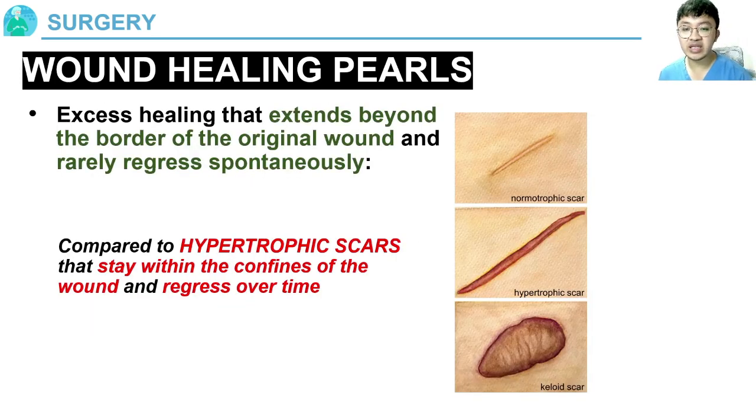Also important for wound healing is the difference between your keloid and hypertrophic scar. Just remember, if you have an injury, you have a wound bed there, the wound granulates, epithelializes, and extends beyond the border of the original wound and does not regress. That's your keloid. Compared to your hypertrophic scar, which stays within the confines of the wound and regresses over time. Again, if it extends outside, that's keloid. If it stays within the wound, it's a hypertrophic scar. Keloids do not spontaneously regress. Your hypertrophic scar regresses over time.